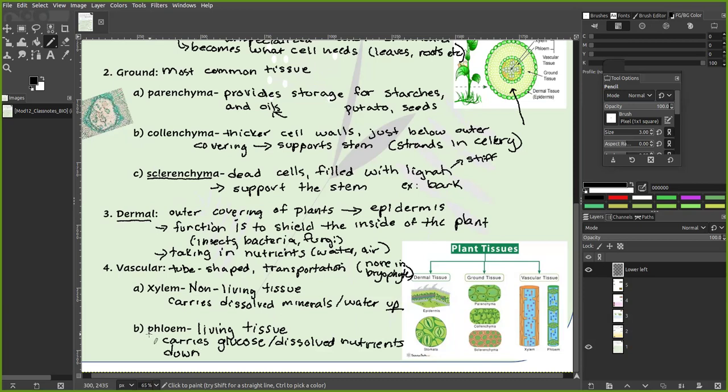Now, the way I remember is phloem flows down. Phloem flows down. Xylem is X. No longer lives. X marks the spot. It's been X'd out. It's not living. But phloem flows down. That's how I remember it. Okay, let's go on to the next page.